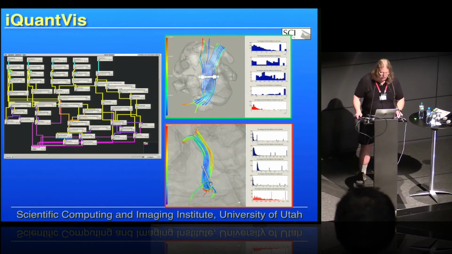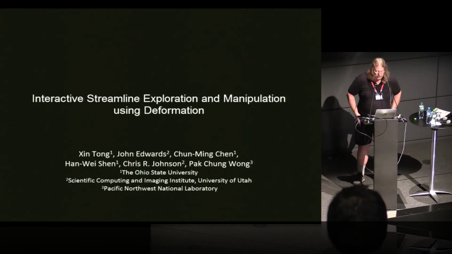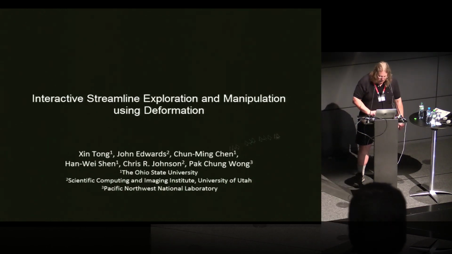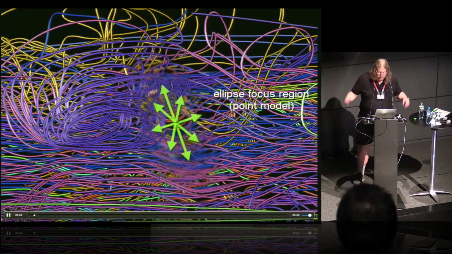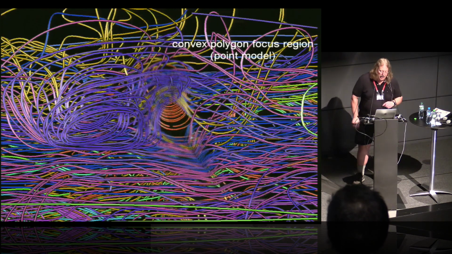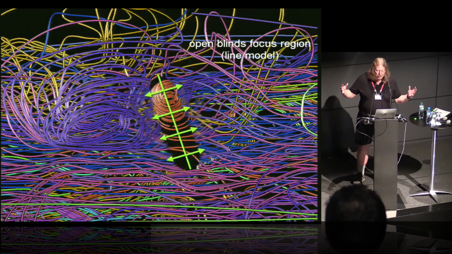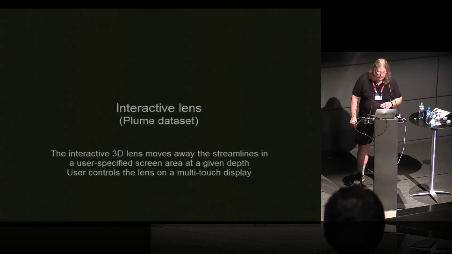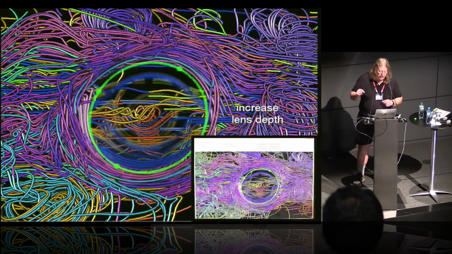The first explores a collaborative work with Han-Wei Shen, a professor at Ohio State University, and his brilliant graduate student, Xin Tong. It's about trying to understand and visualize 3D vector fields of dense, complicated, large-scale fields. The problem has always been you get these spaghetti-like, dense things, and you can never see anything except on the very outside. So we created this lens system in which we can move away layers of the fields.